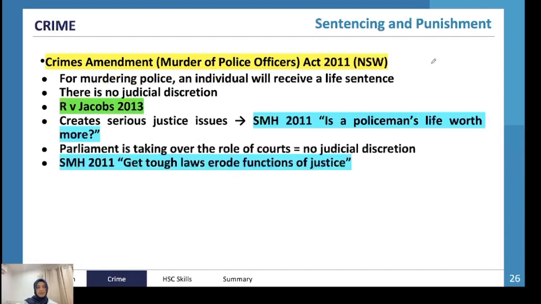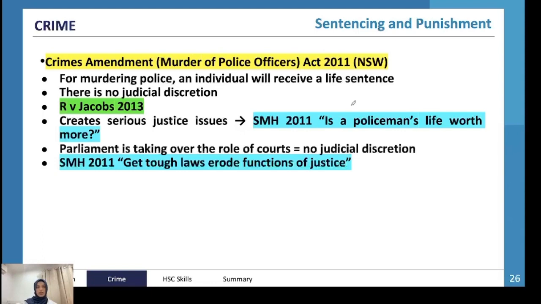Next up, we have the specific area that I was talking about earlier when I was talking about the high number of deaths. So they actually released a mandatory sentencing process under the Crimes Amendment (Murder of Police Officers) Act of 2011. For murdering a police officer, an individual will receive a life sentence. There is no judicial discretion in this process, so the judge cannot exercise discretion or have any other say.